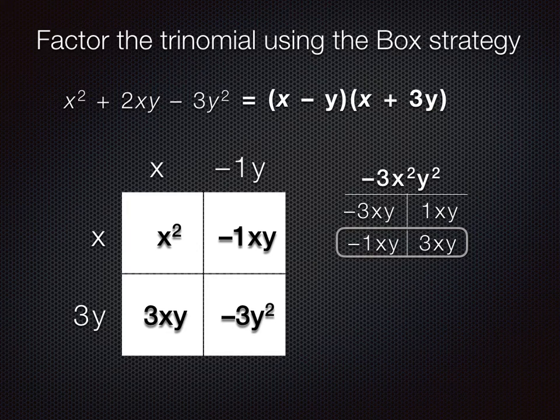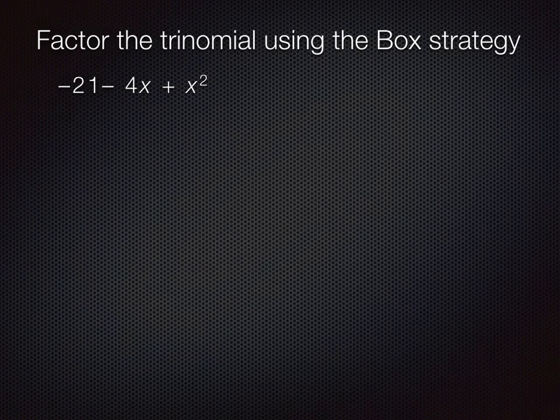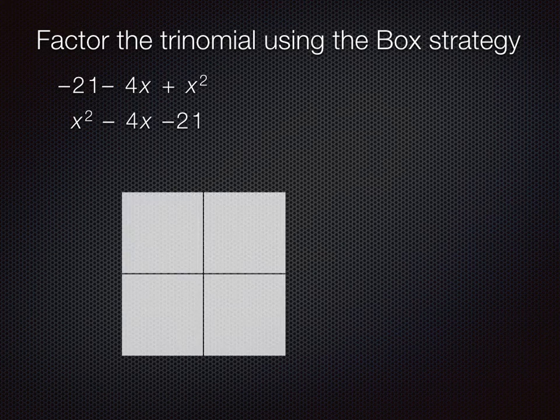Okay, so the box is helpful. Now let's factor this trinomial using the box strategy, but first by putting it in standard form. It's good to have the quadratic term first, then the linear term, then the constant. Now we can use our box the way we're used to. Quadratic term in the top left, the constant term in the bottom right.